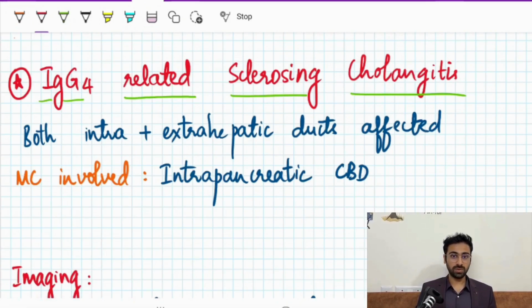Now, in sclerosing cholangitis, both the intrahepatic as well as the extrahepatic ducts are affected, with the most commonly affected portion of the CBD being the intrapancreatic CBD. This is very evident, as you can logically think that autoimmune pancreatitis is present in 90% of these patients, and the portion of the CBD that is in continuation with the pancreas is the intrapancreatic CBD, meaning the distal most CBD.